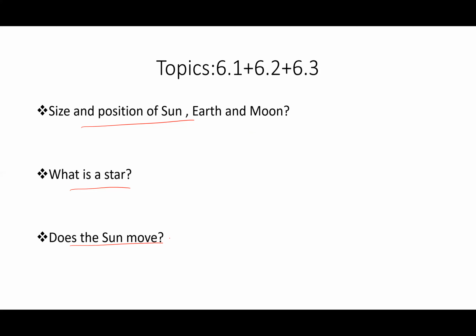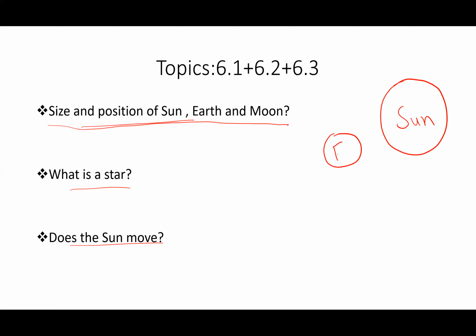So first of all, the size and position of Sun, Earth, and Moon. As you all know, the Earth, Moon, and the Sun are placed in the sky in a way that the Sun is the biggest of all these 3. And then comes the Earth. I'm going to write E for the Earth. And then comes the Moon, which is the smallest. So the Sun is the biggest of all 3 of them, then comes the Earth and then the Moon. This is about the size of 3 of them.